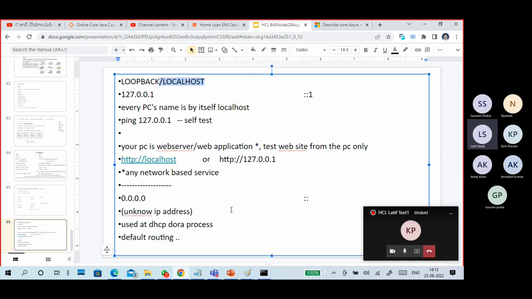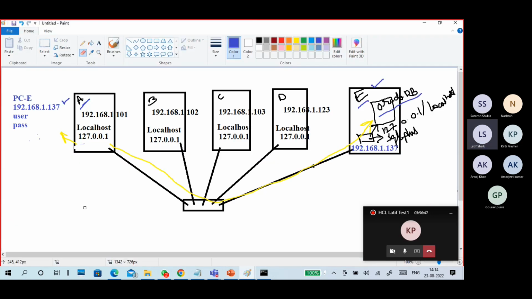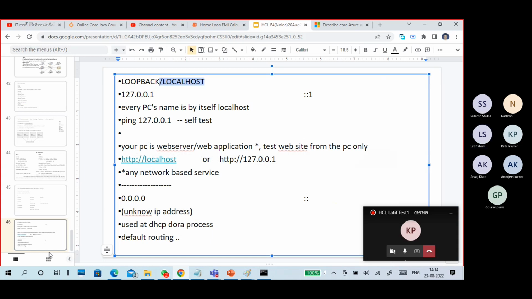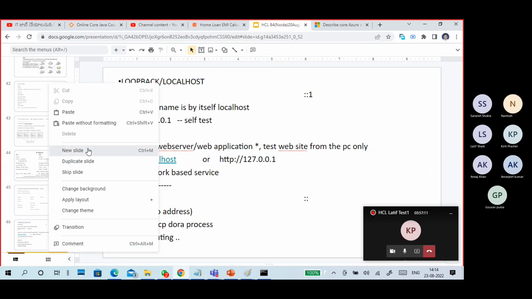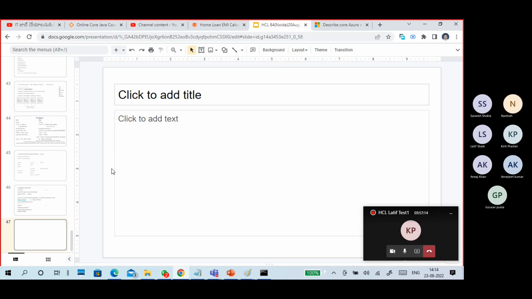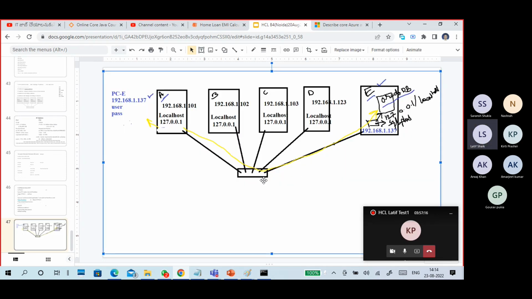Okay, when you are communicating from a remote PC, we have to use that PC's IP address only. You use the loopback or localhost address inside the PC. If you are accessing from a different PC, you have to use the regular IP address only. Okay, so this is the part.